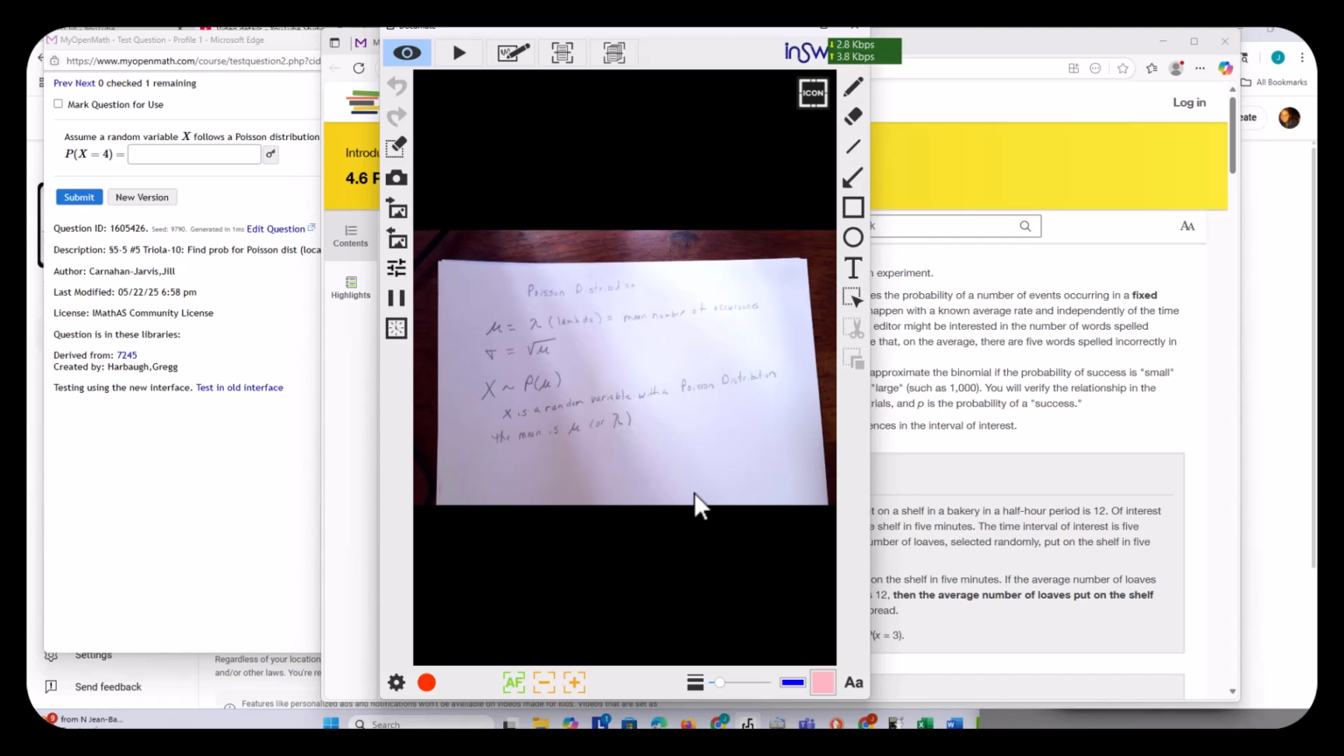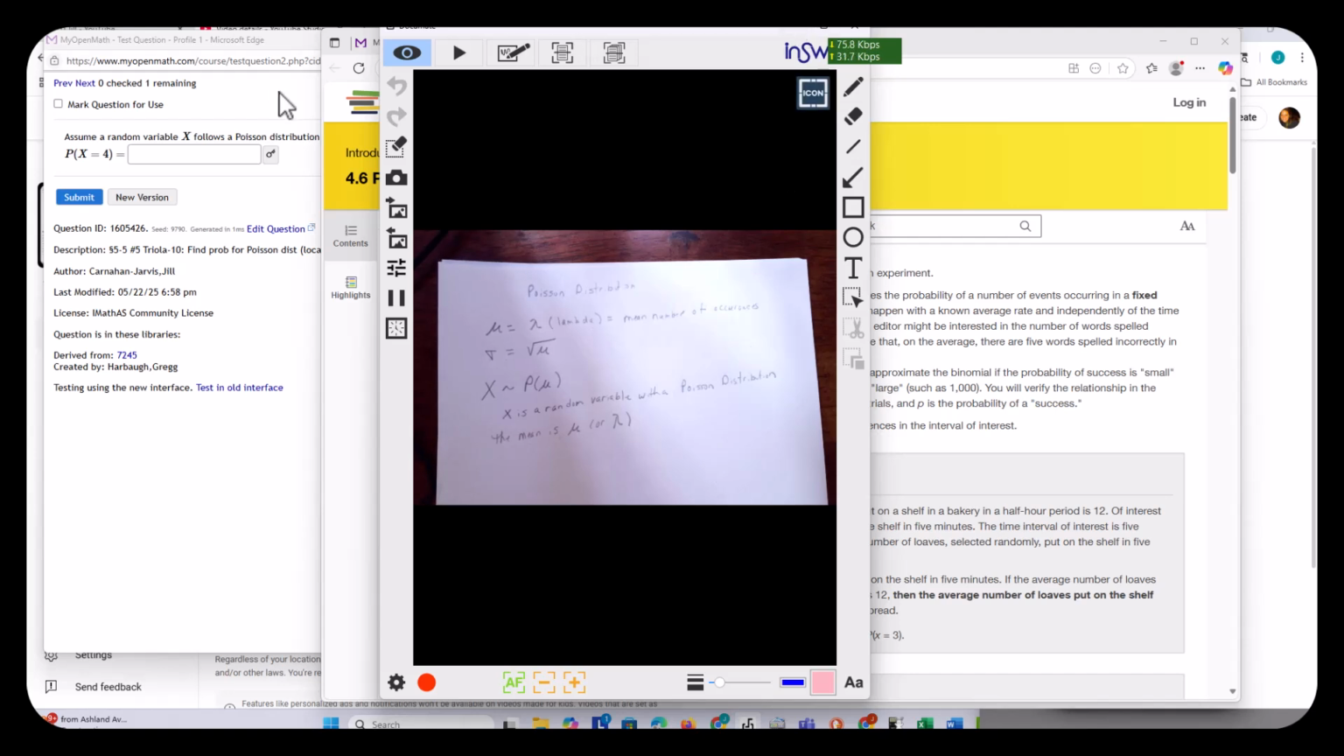The next thing is that your standard deviation is going to be the square root of mu, or the square root of lambda. Again, your book uses mu and lambda. I think it only mentions lambda once. And if you see something like x tilde P for Poisson, mu, X is a random variable with a Poisson distribution. The mean is mu, or lambda, depending on what book you're using.